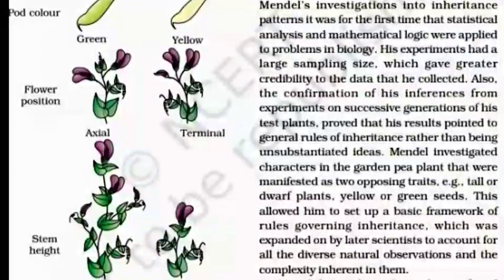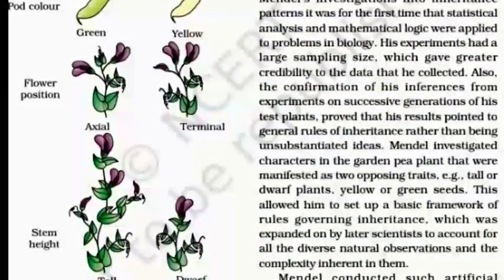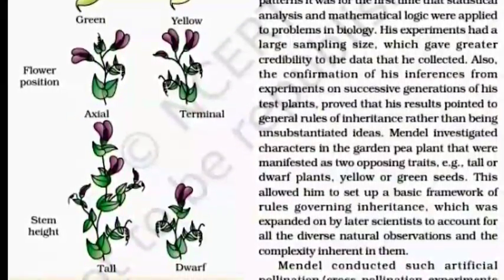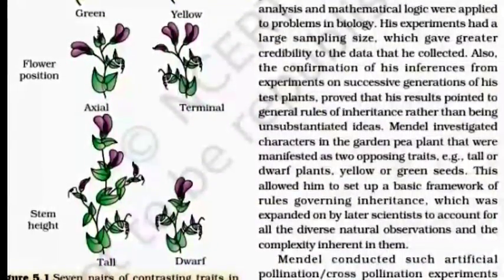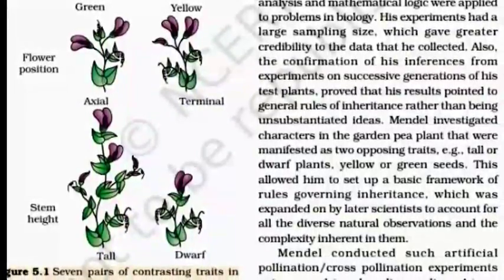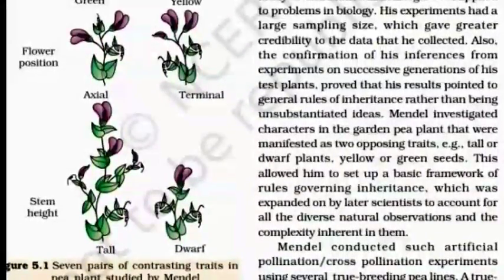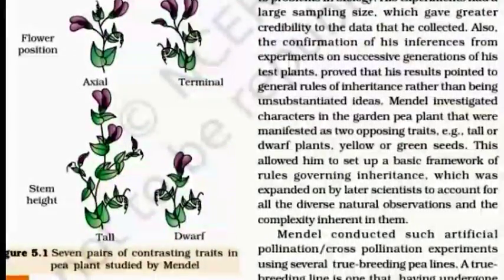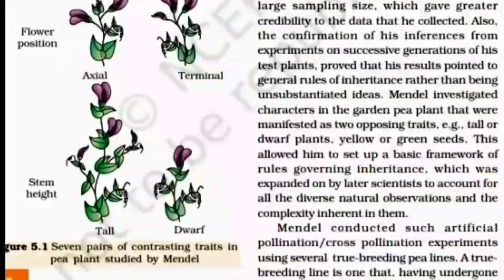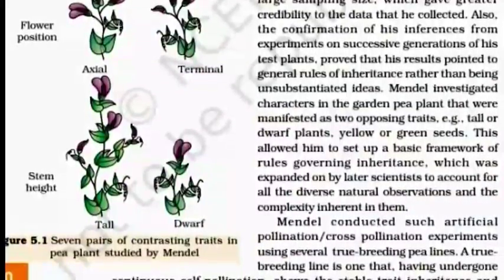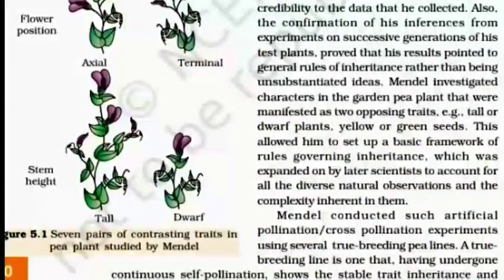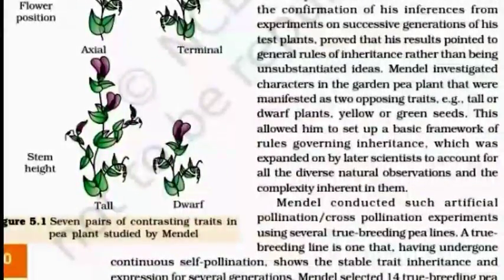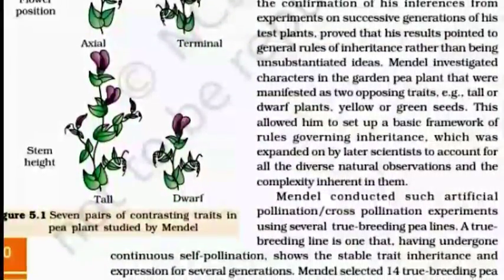Mendel investigated characters in the garden pea plant that were manifested as two opposite traits, for example, tall or dwarf plants, yellow or green seeds. This allowed him to set up a basic framework of rules governing inheritance, which was expanded on by later scientists to account for all the diverse natural observations and the complexity inherent in them.